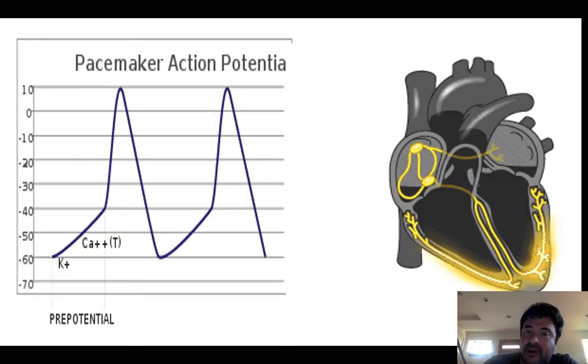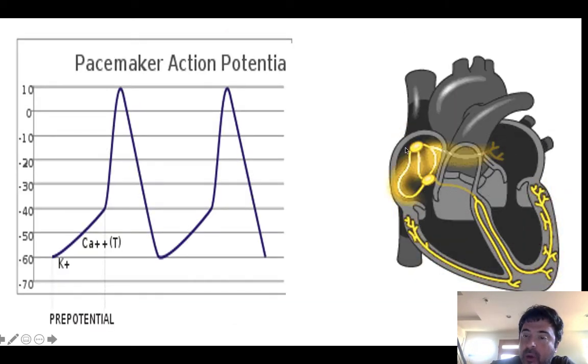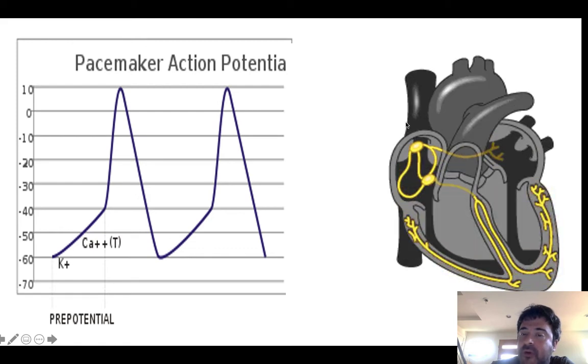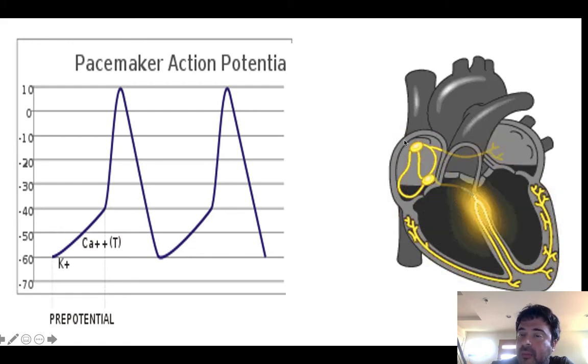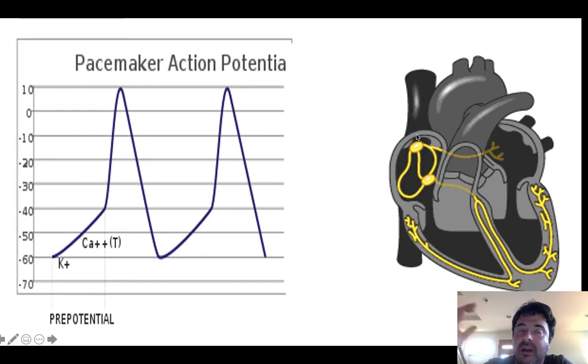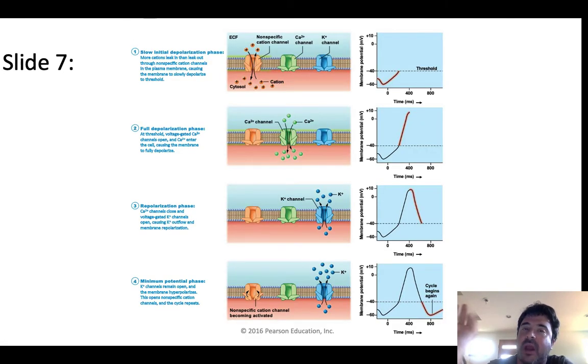So autorhythmic cells, these cells right here, and we're going to focus on the cells of the sinoatrial node because they establish what's called the pacemaker potential. Embedded in their cell membranes, they have a special type of channel that's completely unique to autorhythmic cells called non-specific cation channels, but I'm going to call them funny channels. They're called funny channels because they allow both sodium and potassium through. But because sodium has two forces promoting its movement in, they allow sodium in faster than they allow potassium out.